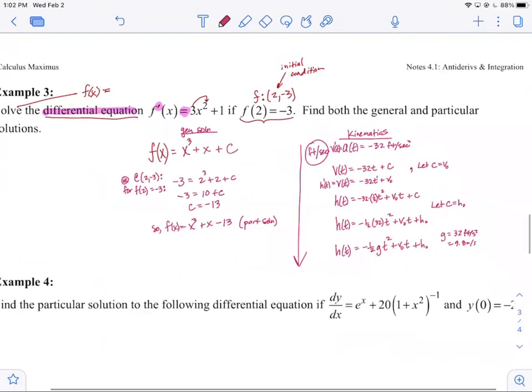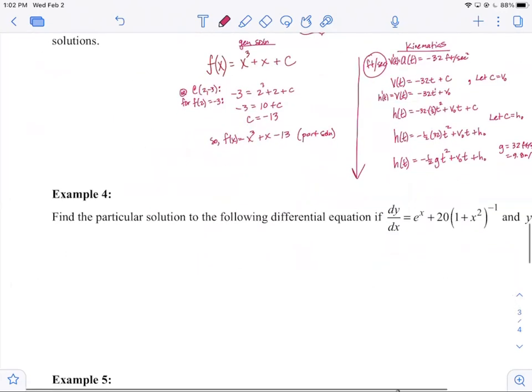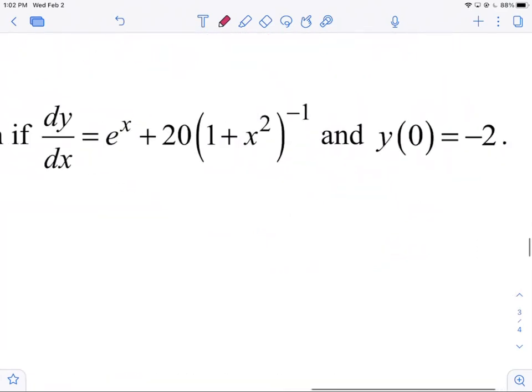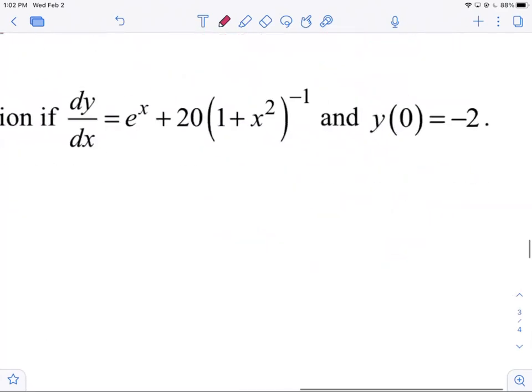All right. How do you feel so far? Do we have time for one more? We do. Let's do one more. Let's do example 4. We could do it, guys.